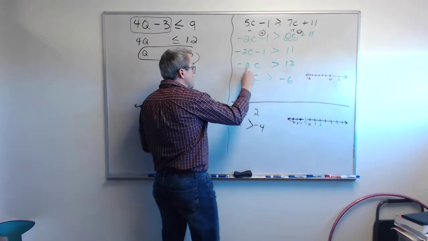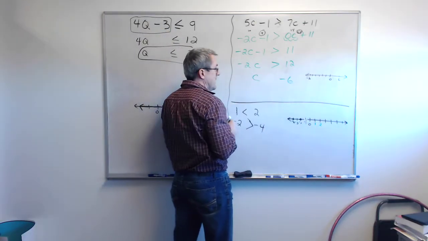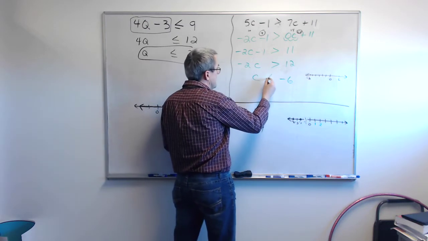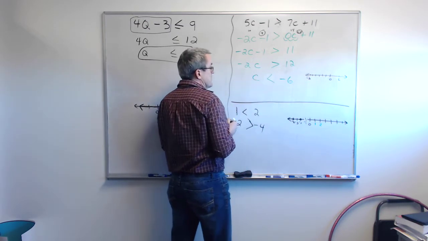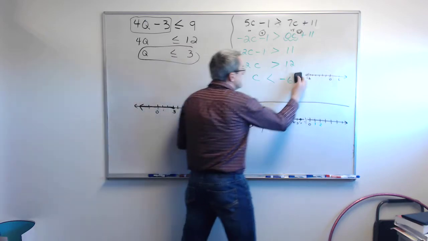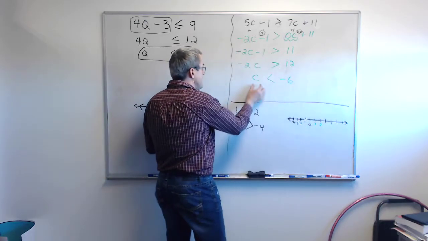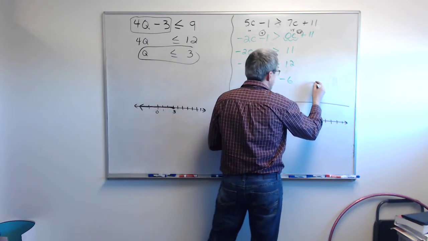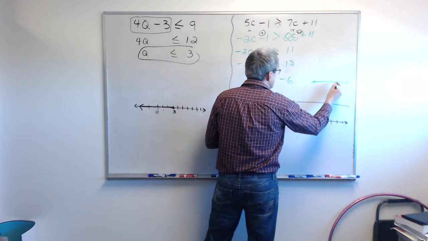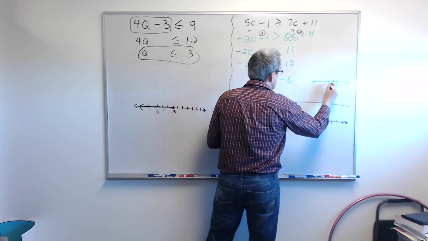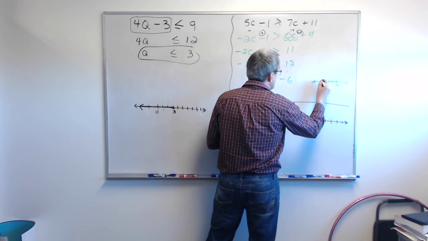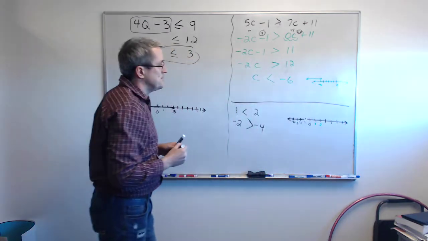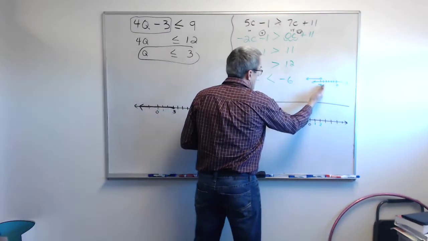So because of that negative that we had to divide or multiply by negative 1/2, we have to flip it. So the true solution to this is any value for c that is less than negative 6. 1, 2, 3, 4, 5, 6. There's negative 6. We're talking about all the numbers on this side of negative 6. So for instance, go this way somewhere.